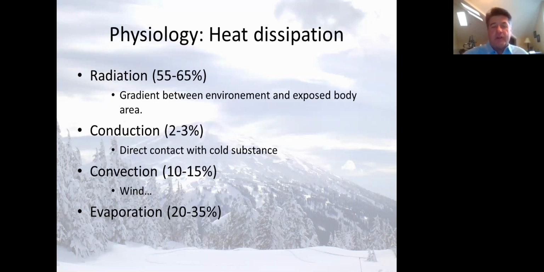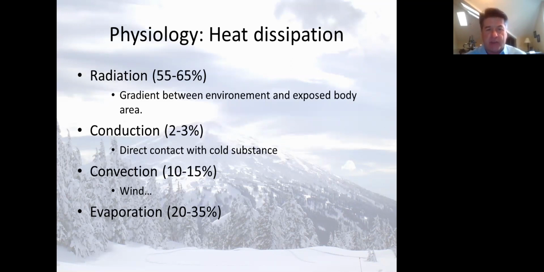These are relatively standard heat dissipation percentages. We lose about 55 to 65% of our heat from radiation. Conduction is about 2 to 3%. Convection, that which comes off, if you think of a convection oven, it's primarily just an oven that has a little wind tunnel in it, and that is about 15%. And evaporation is relatively high, 20 to 35%.